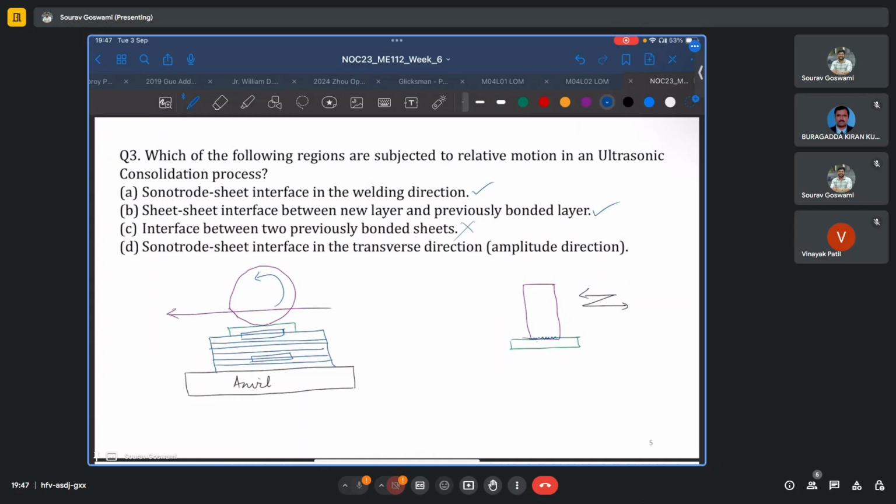So we read how here we do not want any relative motion, and this is why we go to the trouble of knurling the surface of the sonotrode, so that there is very high friction between the sonotrode surface and the new sheet of foil, and there is no relative motion. So while in the welding direction, as shown here, there is relative motion between the new foil and the sonotrode, along the transverse direction or the amplitude direction of vibration, there is no relative motion. So even this is wrong. So options A and B are the correct options.